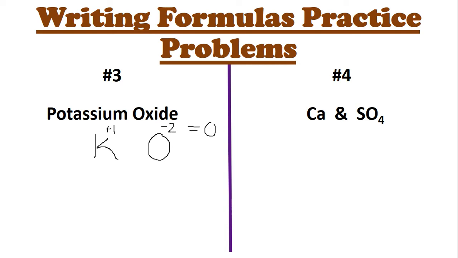Now, do they equal 0? +1 and -2, they're not going to equal 0. So that means we're going to cross the numbers. The 2 is going to go to the K, and the 1 is going to go to the O. So when we rewrite this, it's K2O.